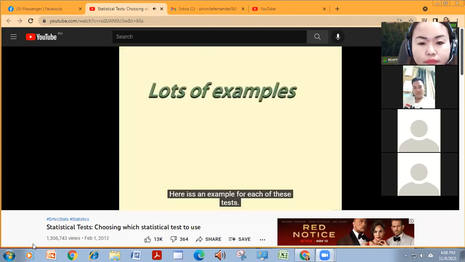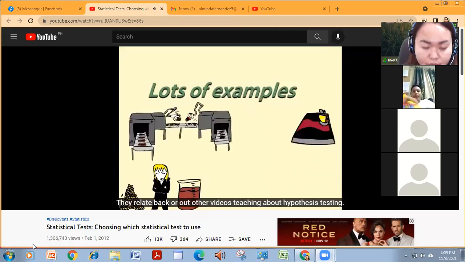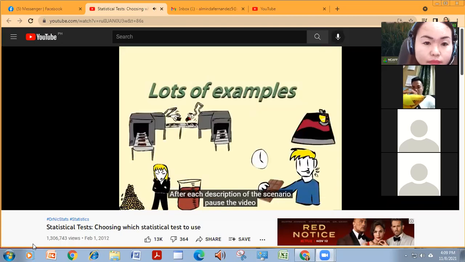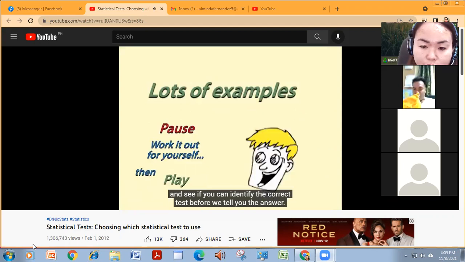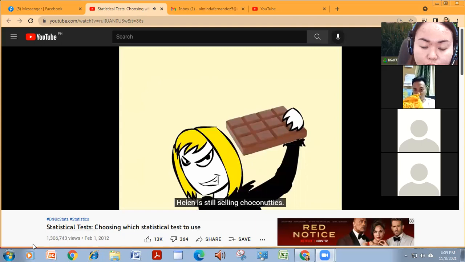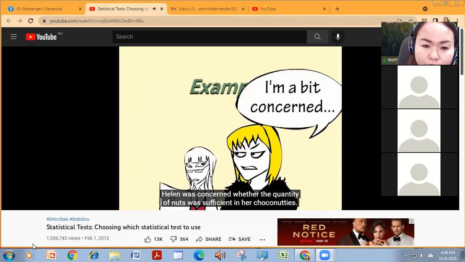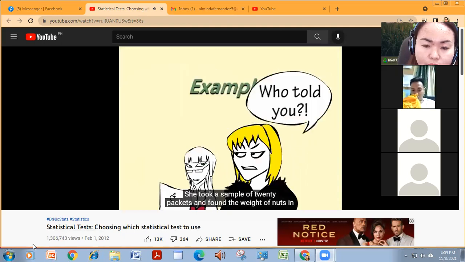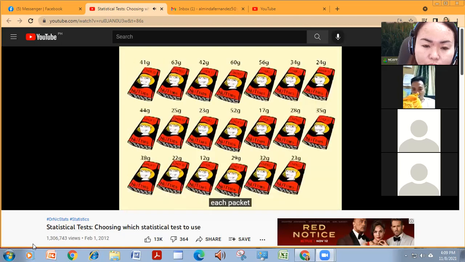Here is an example for each of these tests. They relate back to our other videos teaching about hypothesis testing. After each description of the scenario, pause the video and see if you can identify the correct test before we tell you the answer. Helen is still selling chocolaties. Example 1. Sufficient nuts. Helen was concerned whether the quantity of nuts was sufficient in her chocolaties. She took a sample of 20 packets and found the weight of nuts in each packet.